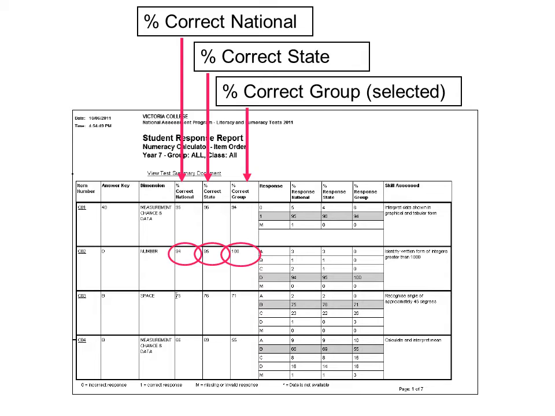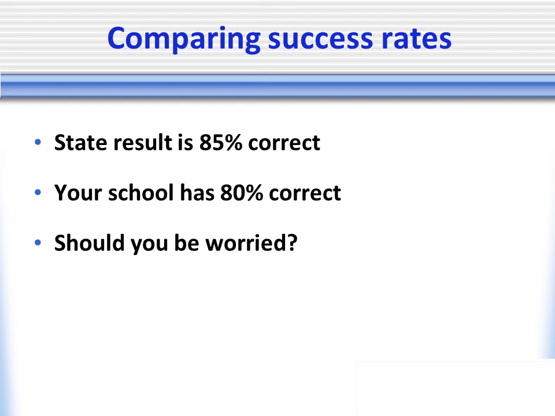You can look at each item and see how well your students did. A high percentage correct? Perhaps it was an easy item. Perhaps your students have a particularly strong understanding of this topic. A low percentage correct? Before you become concerned, check, was this a particularly hard item? These judgments require comparison between your group's percentage correct and the state percentage correct. The question is, how did your students go compared to the state?